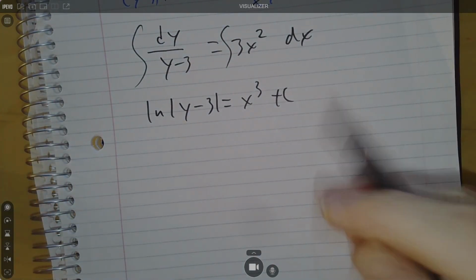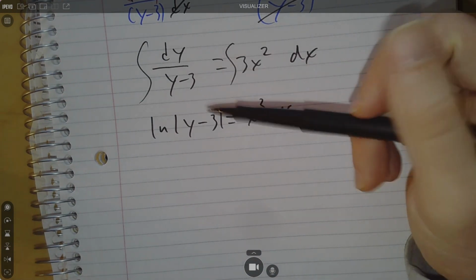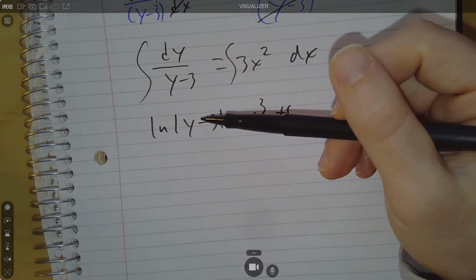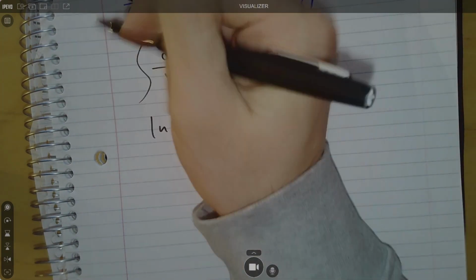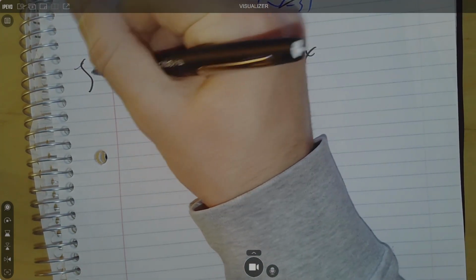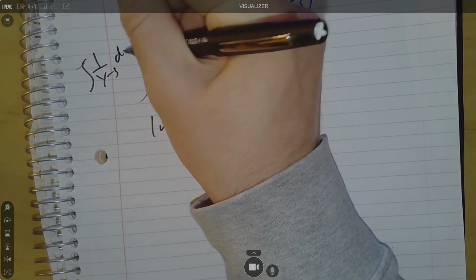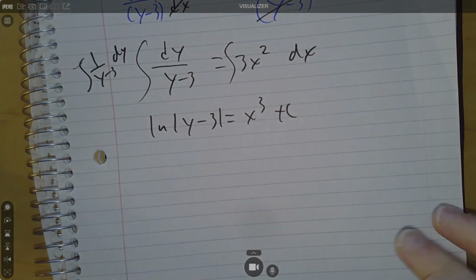Okay, and again, whenever you integrate, you always can say, okay, is that right? Is that ln y minus 3? Well, yes, because if I take the derivative of ln y minus 3, I get 1 over y minus 3. And this is the same thing as 1 over y minus 3 times dy. Like, these are the same thing. So just to be clear.